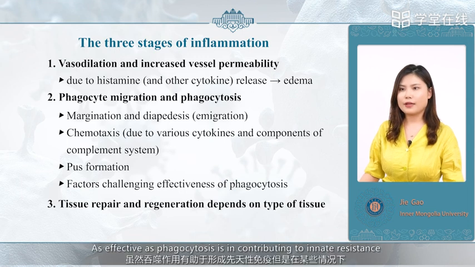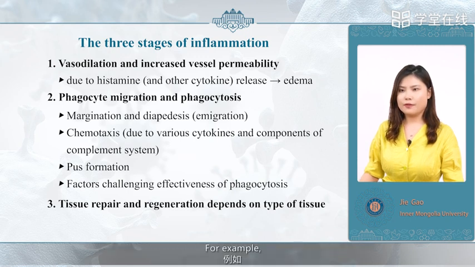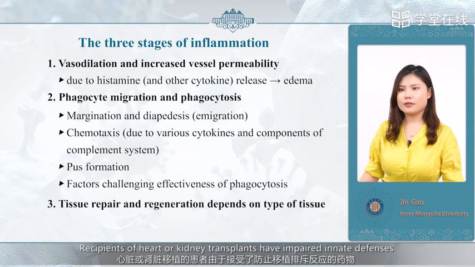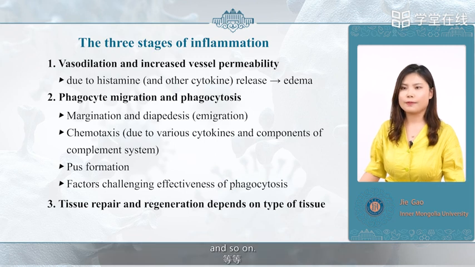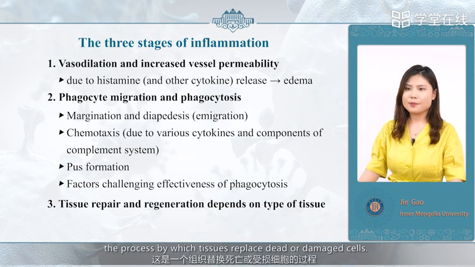As effective as phagocytosis is in contributing to innate resistance, there are times when the mechanism becomes less functional in response to certain conditions. For example, with age, there is a progressive decline in the efficiency of phagocytosis. Recipients of heart or kidney transplant have impaired innate defenses as a result of receiving drugs that prevent the rejection of the transplant, and so on. The final stage of inflammation is tissue repair, the process by which tissue replaces dead or damaged cells.